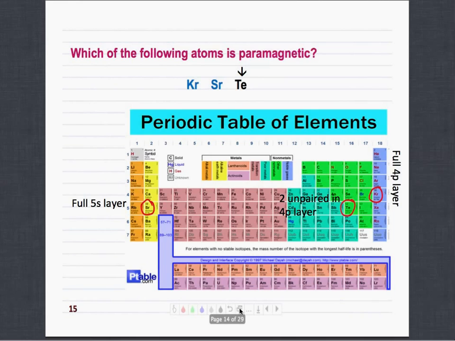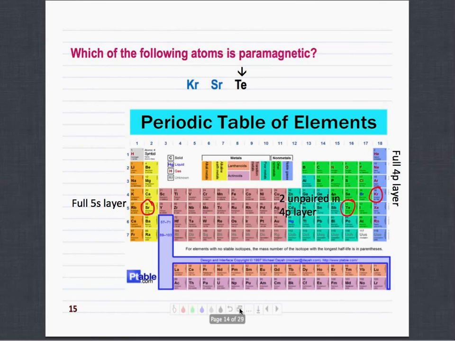What about this? ns2 np4. It's also para. And this one definitely is para. While for group 8, I'm going to write it down here. For all this group, it is ns2 np6. So it is diamagnetic.